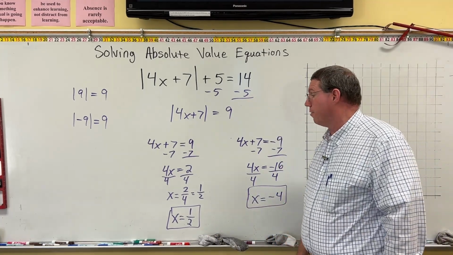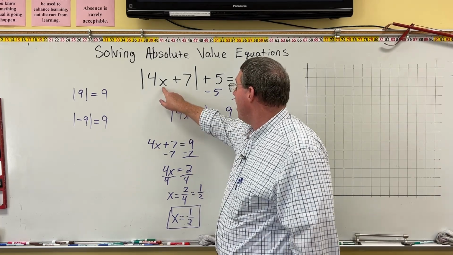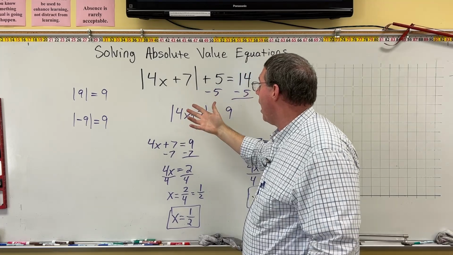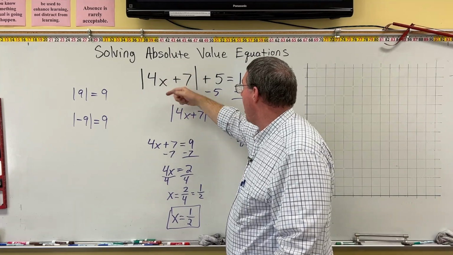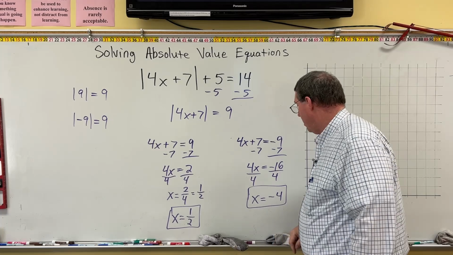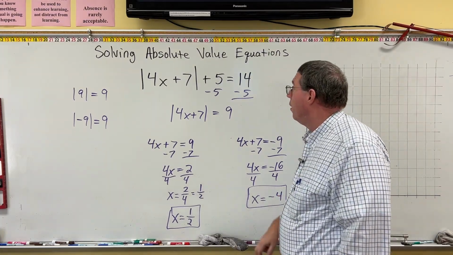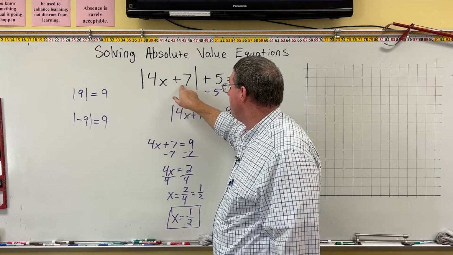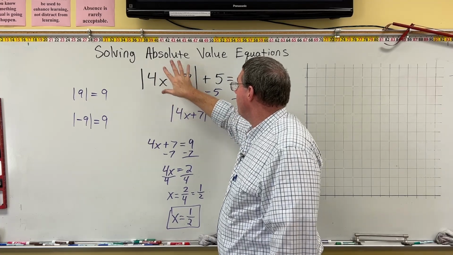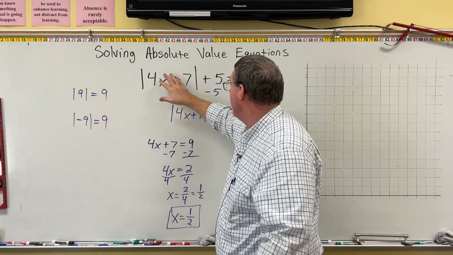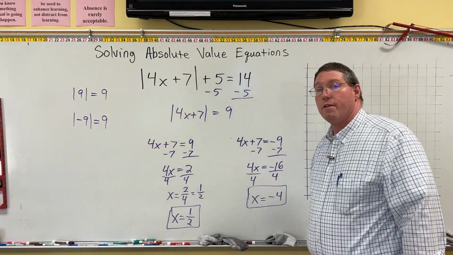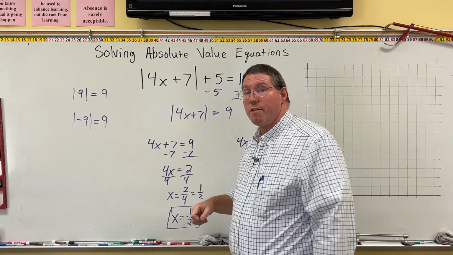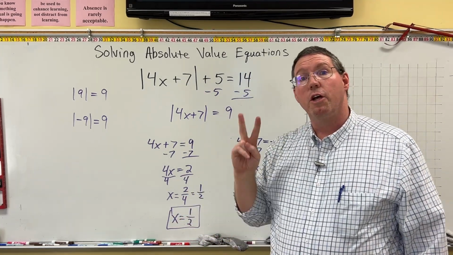We can check to make sure they're correct. We can put 1/2 in for x. 4 times 1/2, or half of 4, is 2. 2 plus 7 is 9. The absolute value of 9 is 9, plus 5 is 14. We can also try it with negative 4. 4 times negative 4 is negative 16. Negative 16 plus 7 is negative 9. The absolute value of negative 9 is positive 9, plus 5 is 14, and you can see that that is also correct. So many absolute value equations that do have solutions wind up having two solutions.